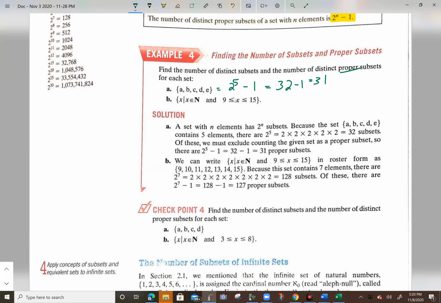And our second one, we have to look at how many elements are in here. Well, we have 9, 10, 11, 12, 14, and 15. So 1, 2, 3, 4, 5, 6, 7. So 2 to the 7th minus 1. 2 to the power of 7 is 128, minus 1 is 127 proper subsets. So if a set has 7 elements, it will have 127 proper subsets.